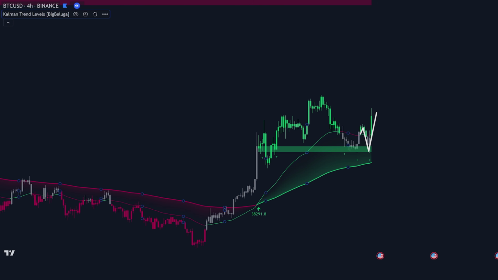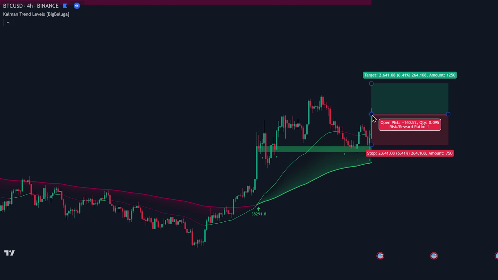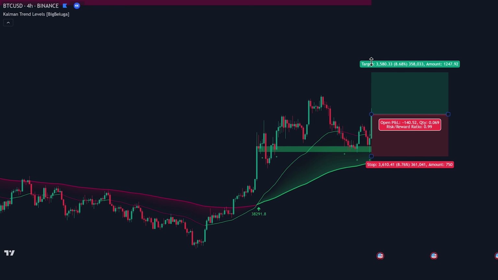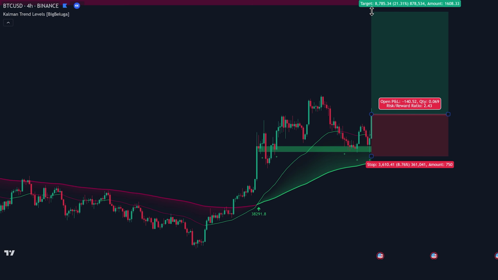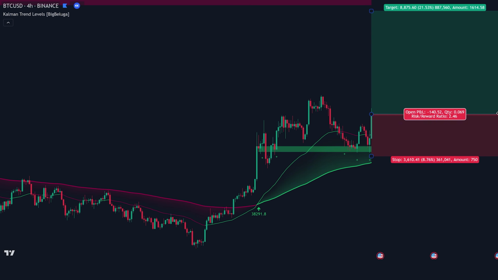The entry point is strategically placed after the double bottom pattern is confirmed and the price begins its upward move from the support zone. For risk management, a stop loss is set just below the green support box to minimize risk. The take profit target is placed significantly higher, ensuring a favorable risk-to-reward ratio.